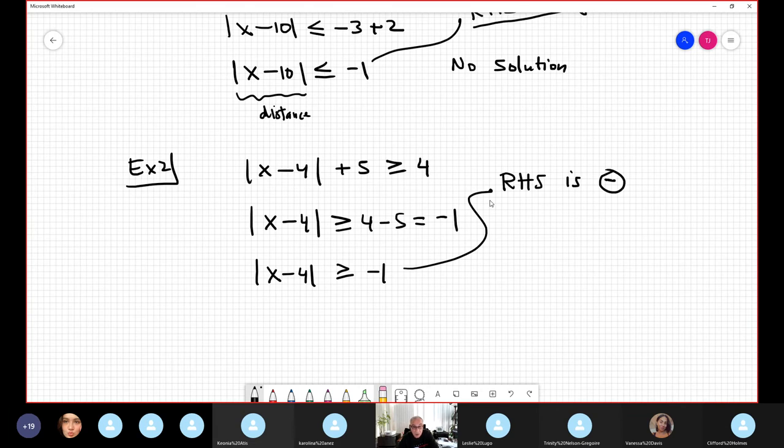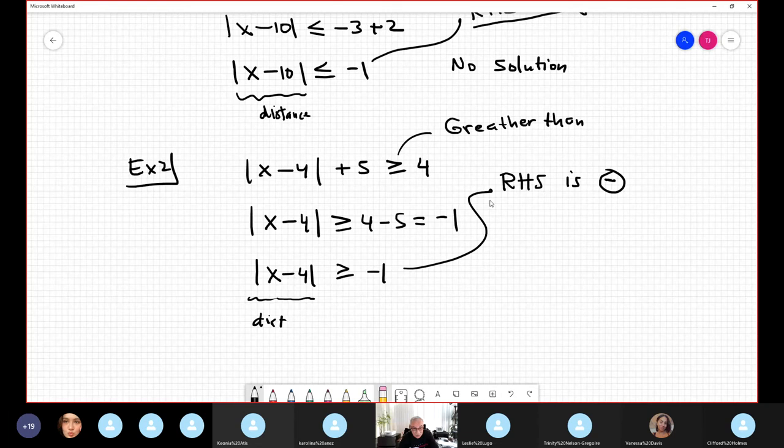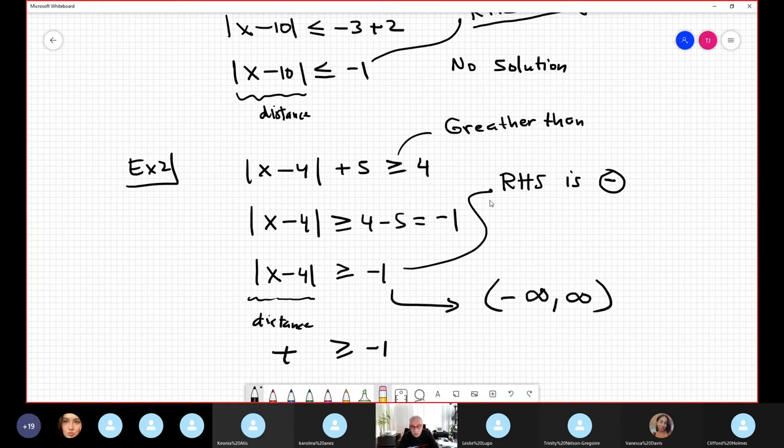But in this case, we are working with the greater than scenario. And this is the distance, I know, and the distance is always a positive number. And a positive number is greater than or equal to negative 1. Of course, yes. For what number? For any number. So what is the solution, professor? The solution is infinitely many solutions, all real numbers satisfy this inequality. Do you understand this or no?